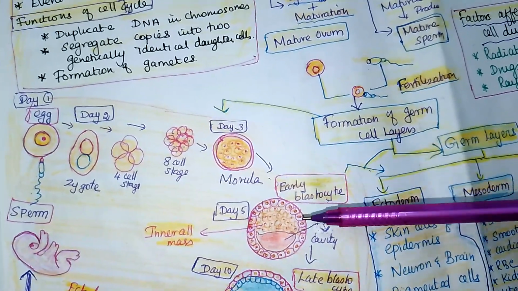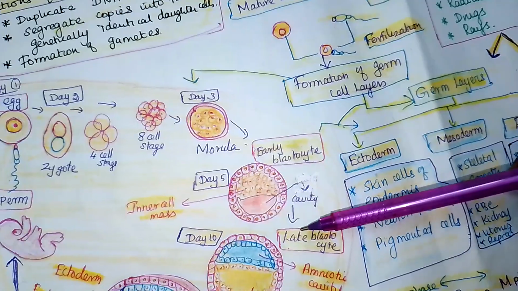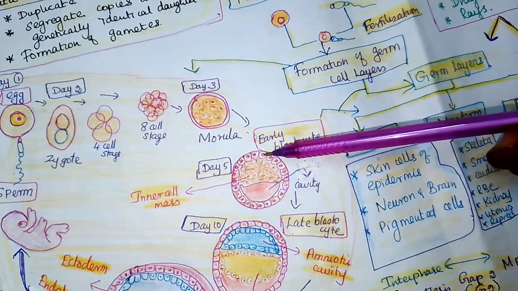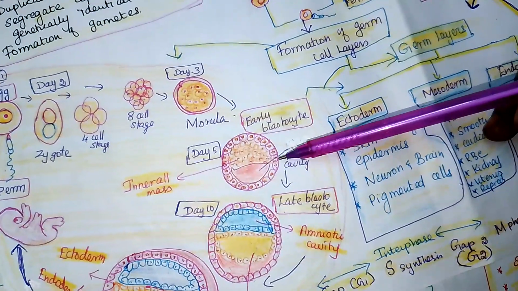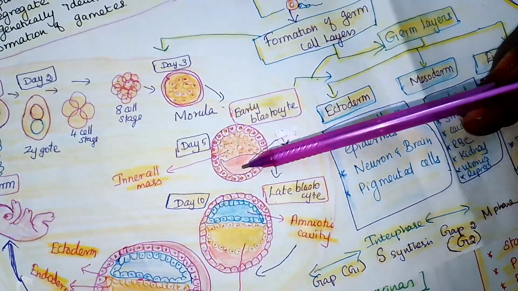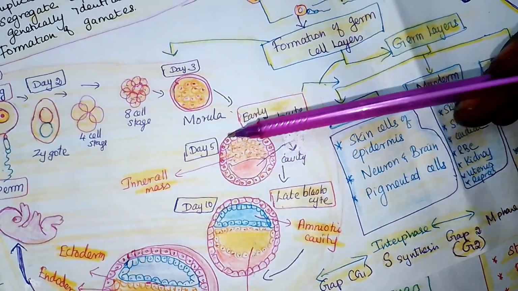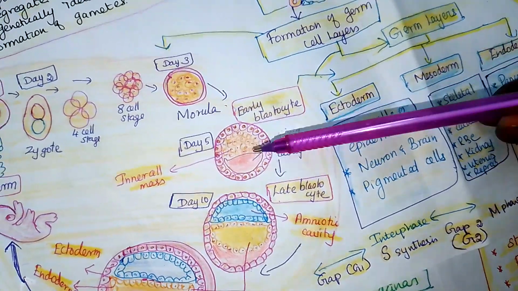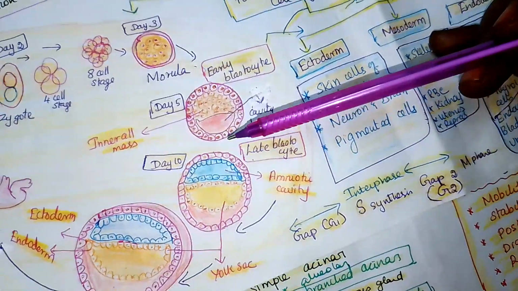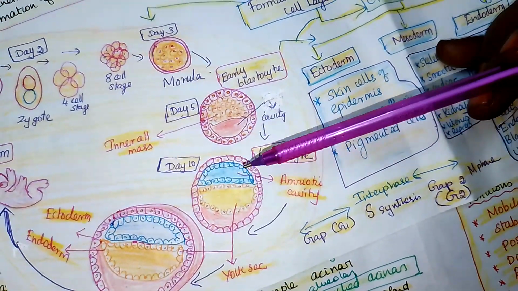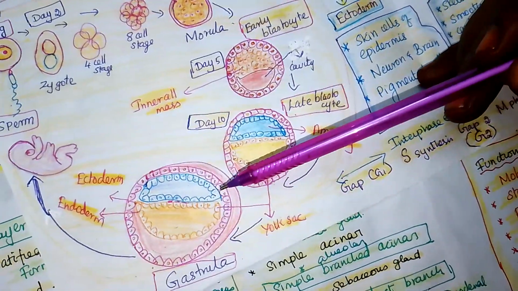That is an early blastocyst and a late blastocyst. It will happen around the fifth day. The cavity will also be forming in between. Then the cells will go through many developments. The amniotic cavity will be forming and the yolk sac will be developing. Then the next stage will be the gastrula.